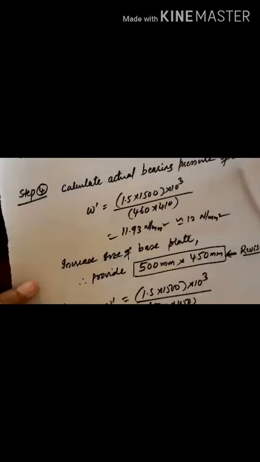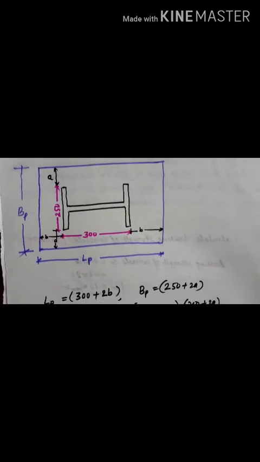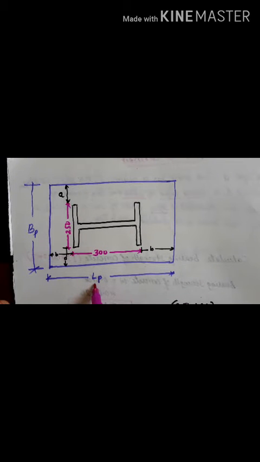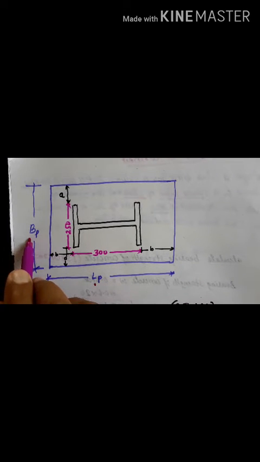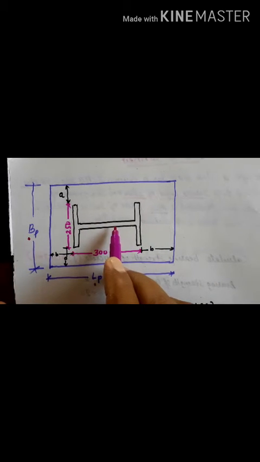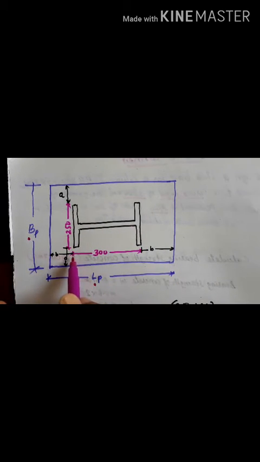After taking these properties, let us draw the base plate. Let us draw the base plate and name it, length of the plate and breadth of the plate. On this plate, let us keep the I section like this, and mark the depth and width of the flange, like this, 300 and 300. Let us also mark the projections on either side, the longer projections as well as the shorter projections.